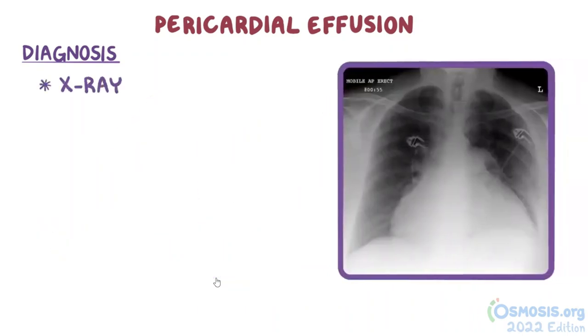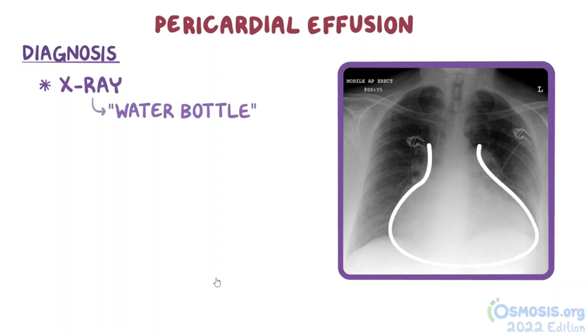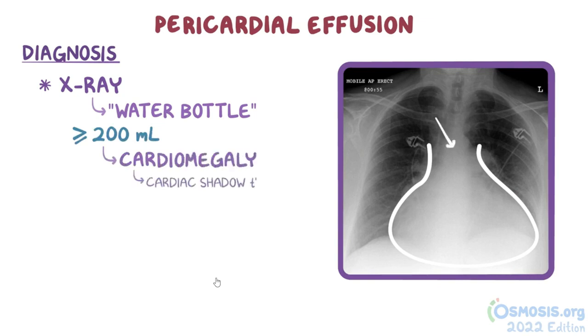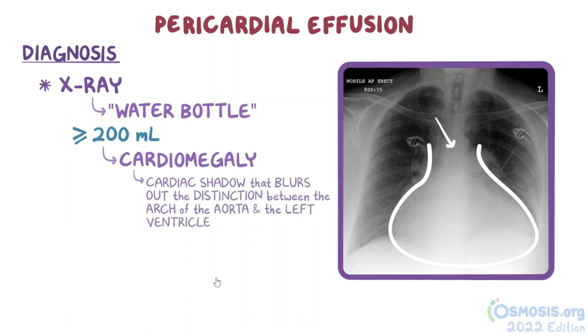On an X-ray of a heart with a large pericardial effusion, you can see a silhouette that pools to the bottom of the heart and gives a classic water bottle sign. And a large pericardial effusion of at least 200 milliliters causes cardiomegaly. That's a large cardiac shadow that blurs out the distinction between the arch of the aorta and the left ventricle.